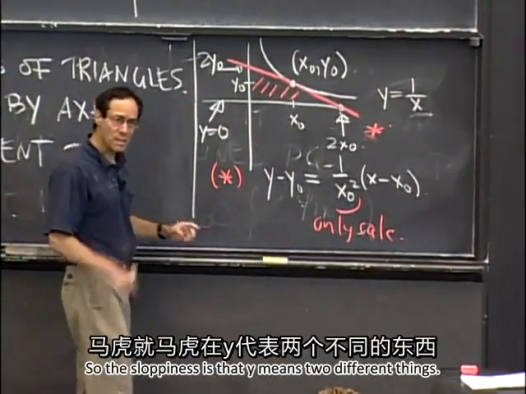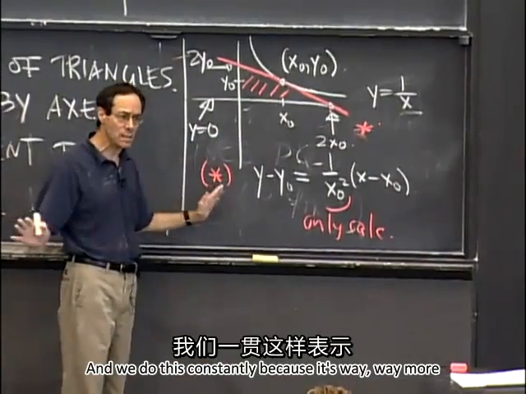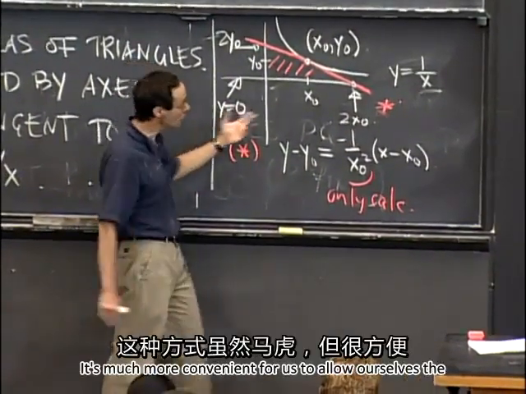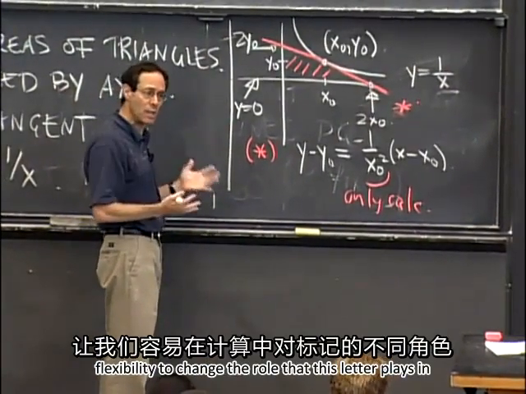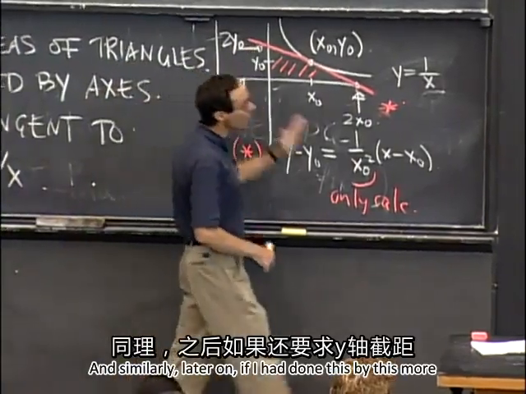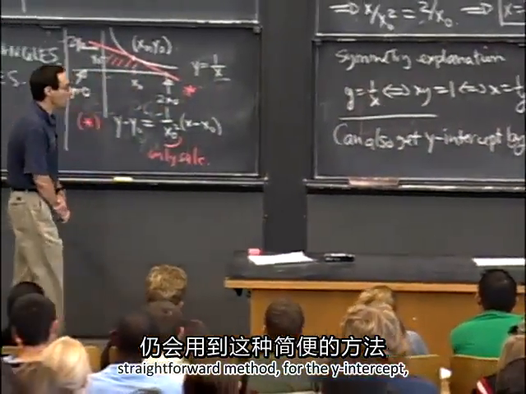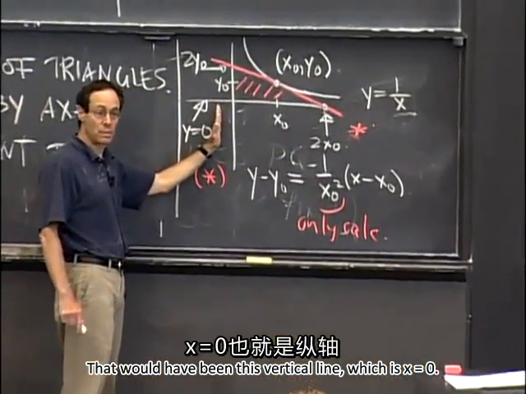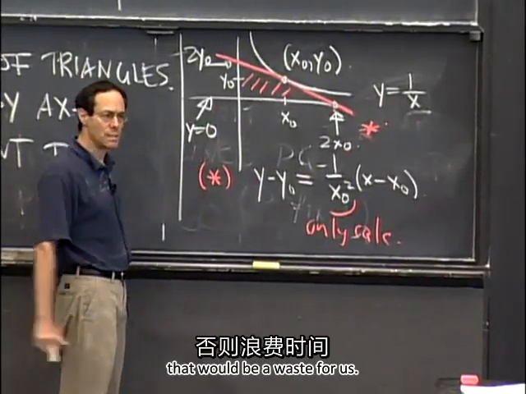So the sloppiness is that y means 2 different things. And we do this constantly because it's way, way more complicated not to do it. It's much more convenient for us to allow ourselves the flexibility to change the role that this letter plays in the middle of the computation. And similarly, later on, if I had done this by this more straightforward method for the y-intercept, I would have set x equal to 0. That would have been this vertical line, which is x equals 0. But I didn't change the letter x when I did that, because that would be a waste for us.